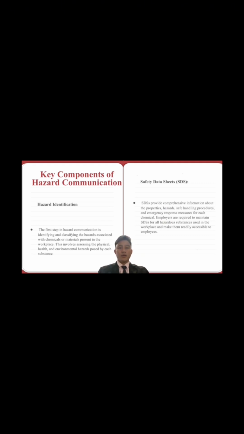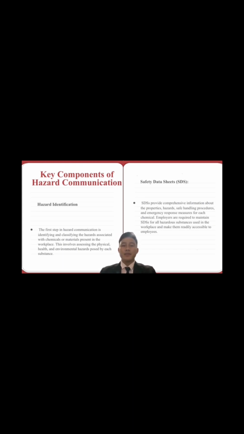Then the key components of hazard communication. The first one is hazard identification. The first step in hazard communication is identifying and classifying the hazards associated with chemicals or materials present in the workplace. This involves assessing the physical, health, and environmental hazards posed by each substance.